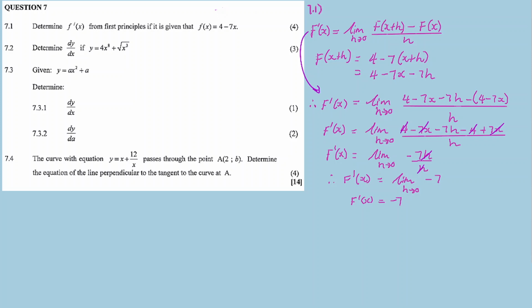So we go to question 7.2, determine dy over dx, the first derivative, if y is given as 4x raised to exponent 8 plus the square root of x cubed. So the equation is y equal to 4x raised to exponent 8 plus the square root of x cubed. I want dy over dx, but I can't use a calculator because of this square root. So we apply BODMAS. With differentiation you apply BODMAS. If ever there's a bracket, we remove it before you find the derivative.